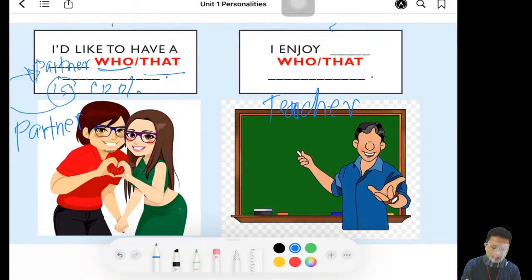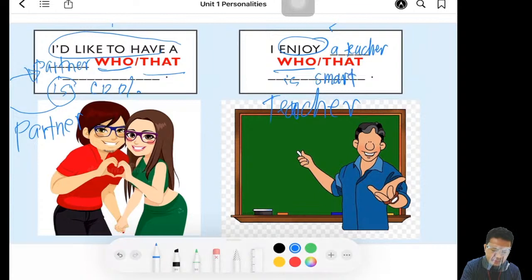Next one is, aside from using I'd like to have, you can also use another verb such as enjoy. I enjoy a teacher who is smart, for example. So we're going to use the vocabulary words that we learned a while ago. Now, let's try to have another example.